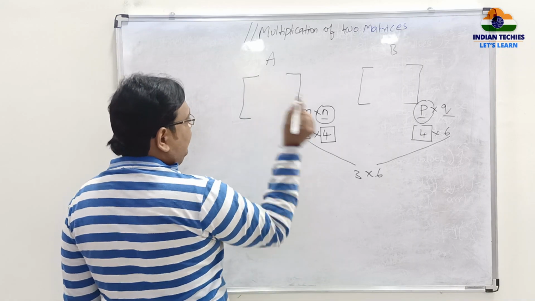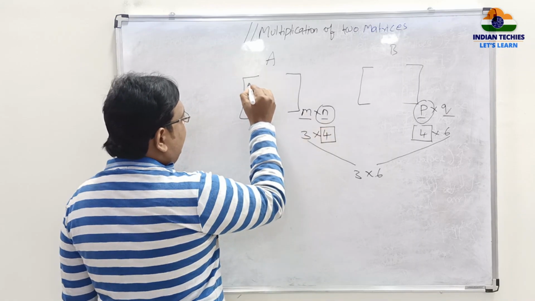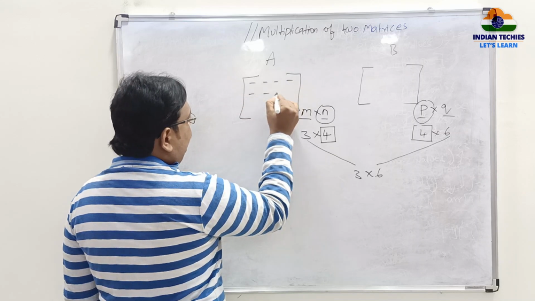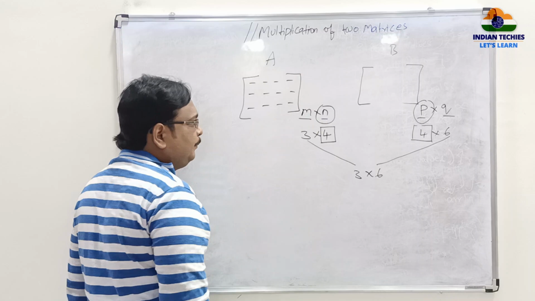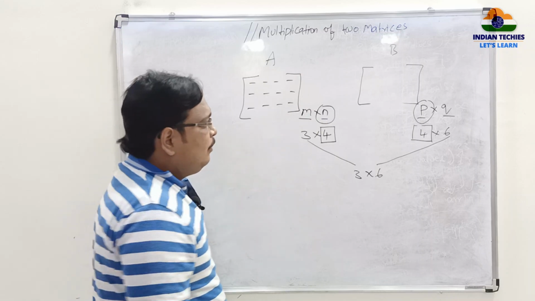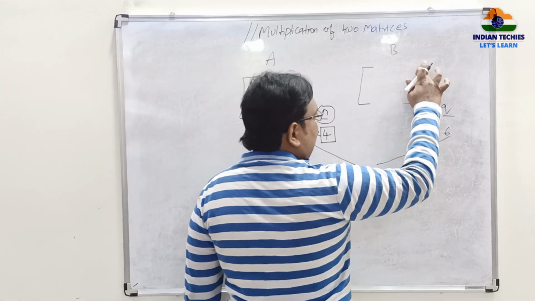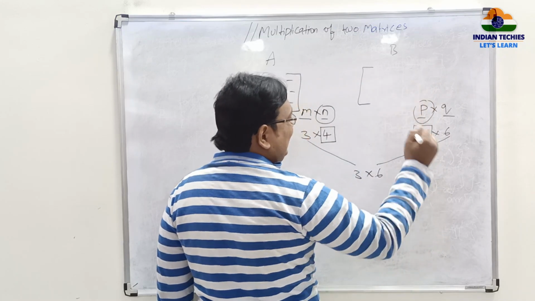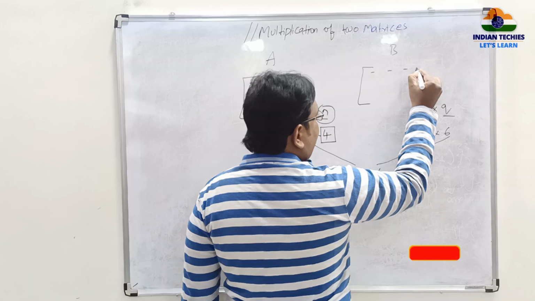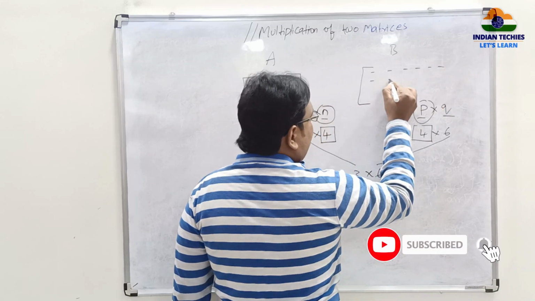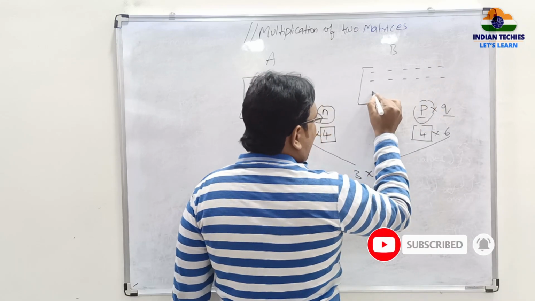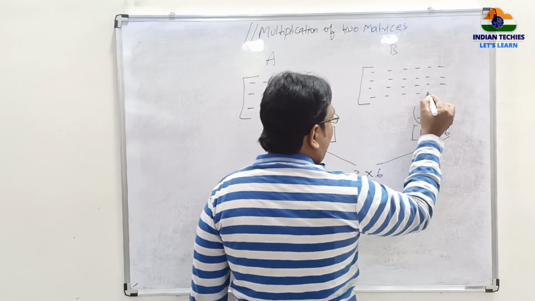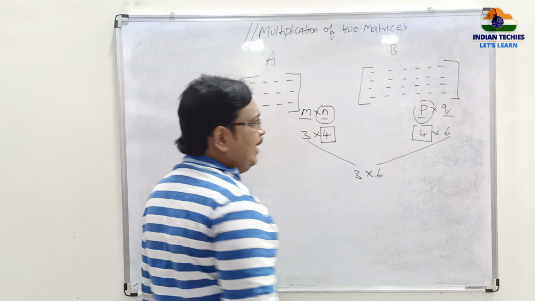Suppose what is the size here? 3 cross 4, that is 3 rows and 4 columns. Now what is the size here? The size is 4 rows and 6 columns. Suppose this is the matrix.